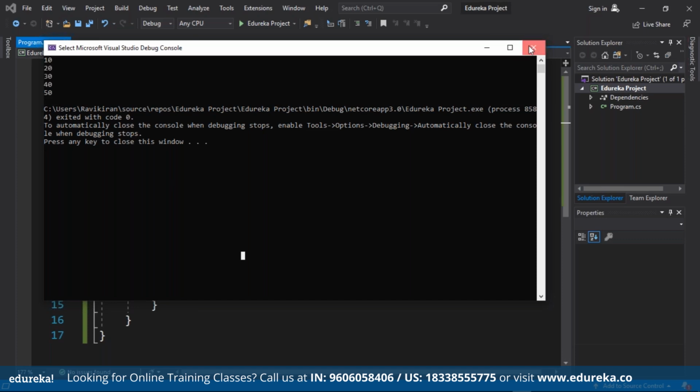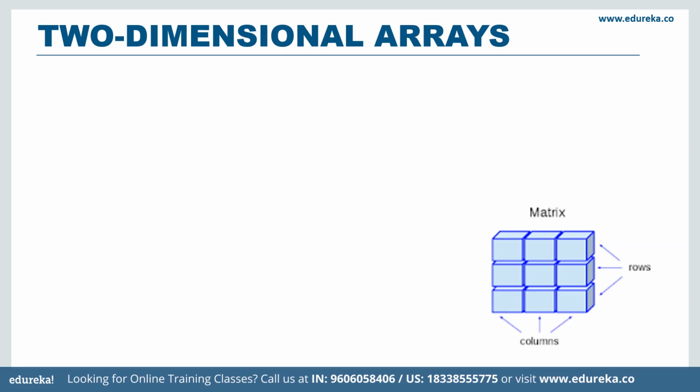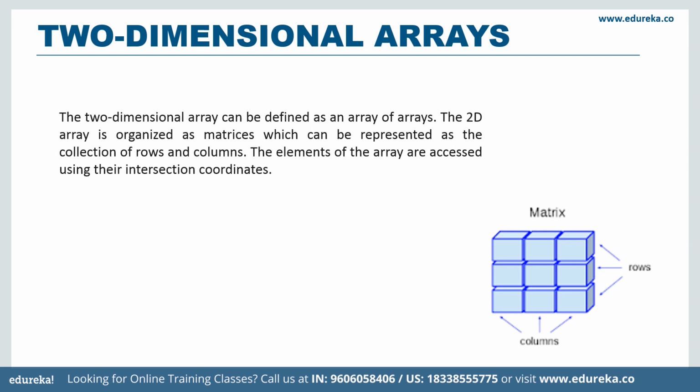Now with this, let us move on to the next type of array, which happens to be the two-dimensional array. The two-dimensional array can be defined as an array of arrays. The 2D array is organized in the form of a matrix, which can be represented as a collection of rows and columns. The elements of an array are accessed using the intersection coordinates. Now, let us see the working of two-dimensional arrays.